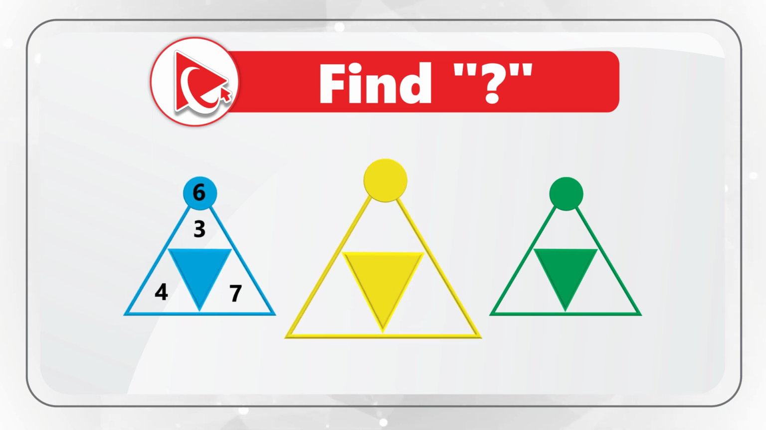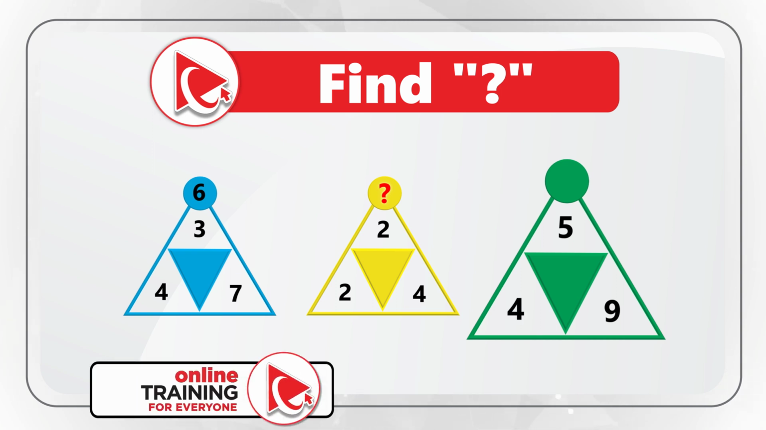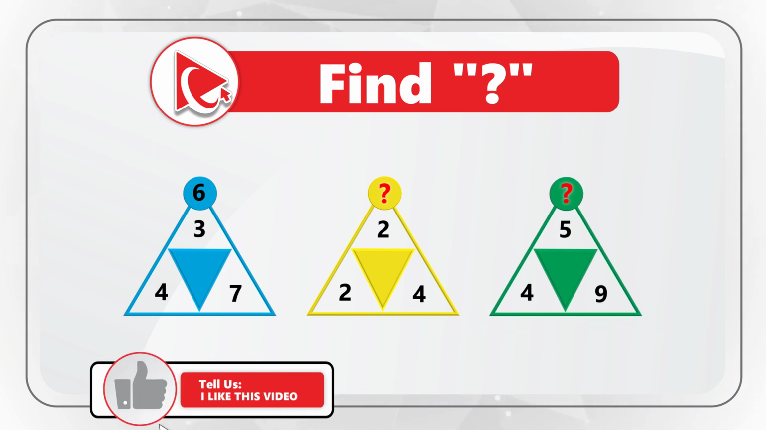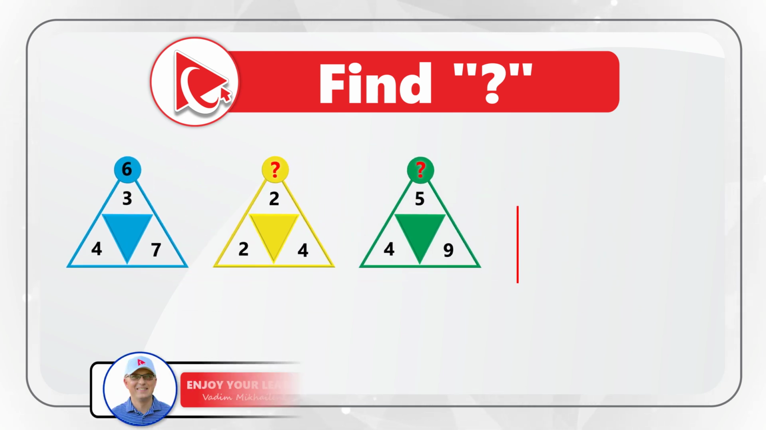Yellow triangle has numbers 2, 4, and 2, and there is a missing number on the top. Green triangle has numbers 5, 9, and 4, and missing number on the top. Take a close look to see if you can find two missing numbers and select out of 4 different choices.